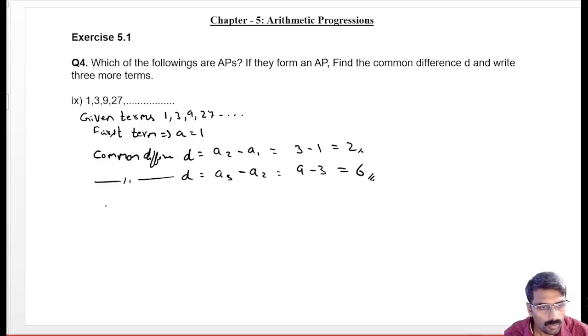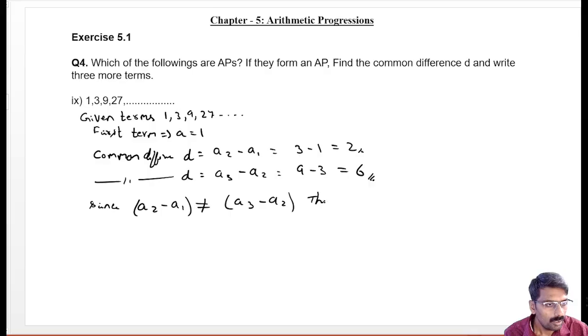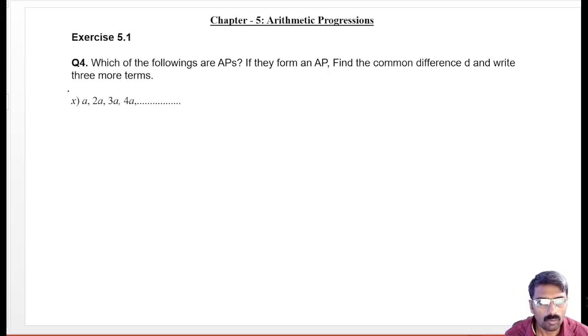So here the common difference is not equal, so we can write, since a2 minus a1 is not equal to a3 minus a2, this does not form an AP. This would be our final answer. 10th sub question.